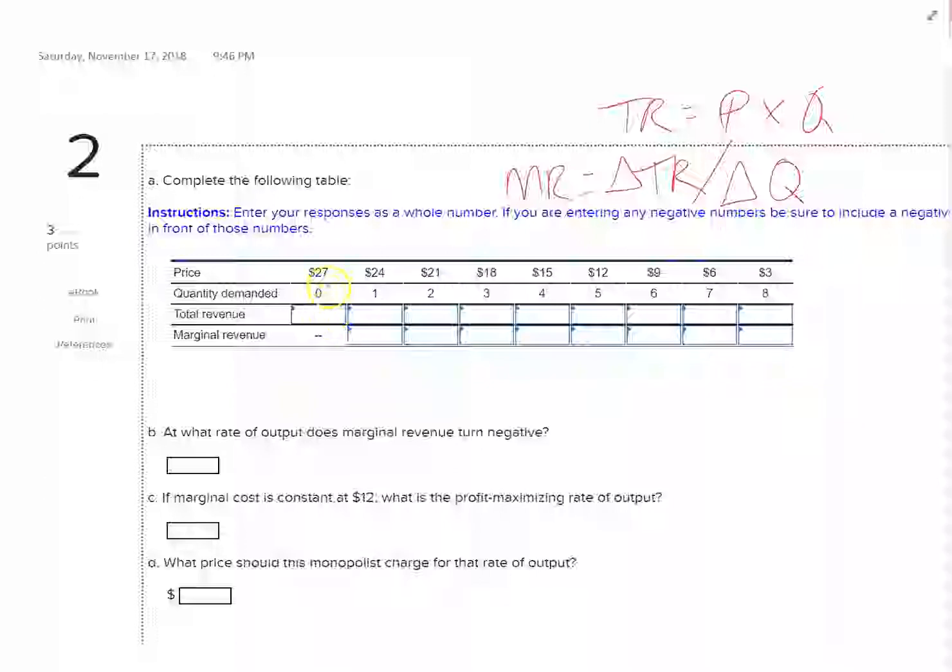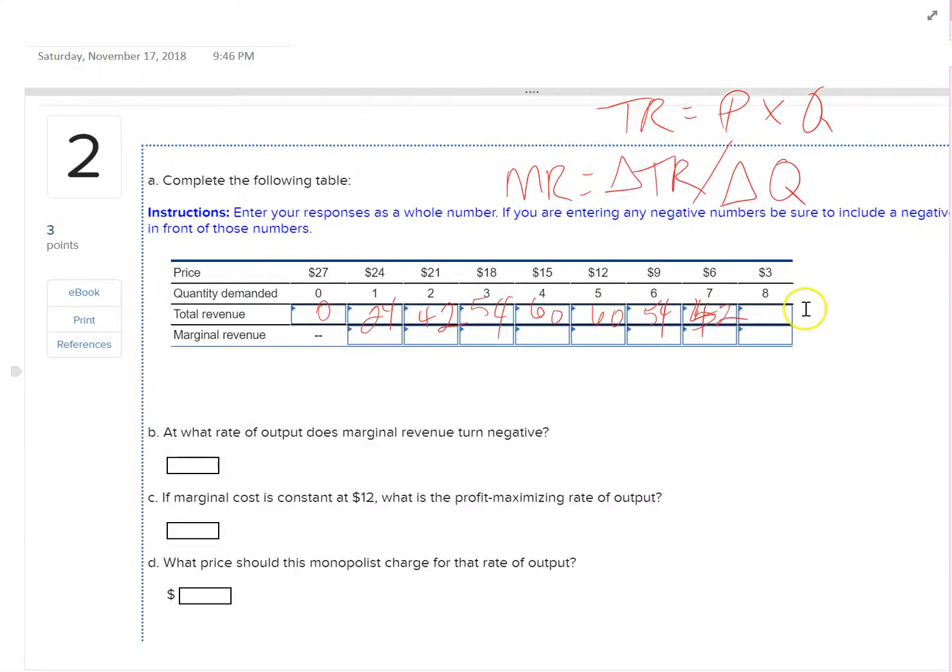So total revenue here, 0 at $27 is going to be 0. 1 at 24. 2 at 21 is going to be 42. 3 at 18 is going to be 54. And 60 and 60 and 54 and let's see, 6 times 7 is 42 and 24. Okay, so the total revenue is pretty simple calculation.